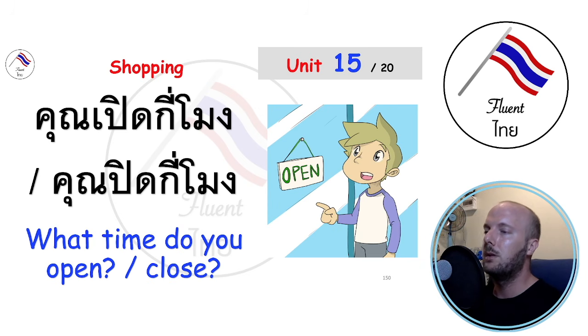What time do you open and close? Let's do open first. คุณเปิดกี่โมง? And then let's do close. คุณปิดกี่โมง? To be honest, you could just ask them both in the same phrase. Like, what time do you open and close? So you just say คุณเปิดปิด. You open, close. They put those together. In English, we'd have to use the word and. In Thai, you just put them together. คุณเปิดปิดกี่โมงครับ? You do it like that.